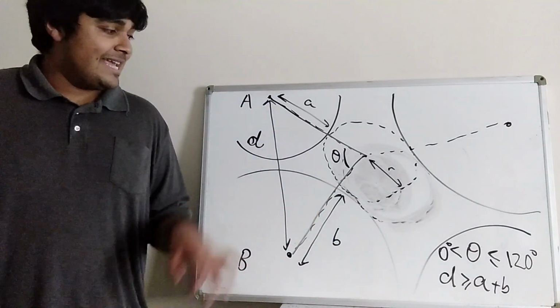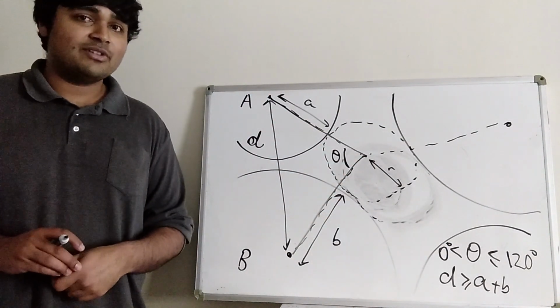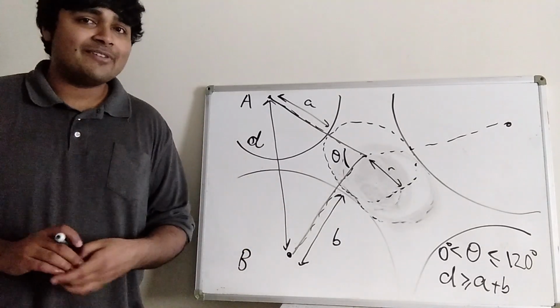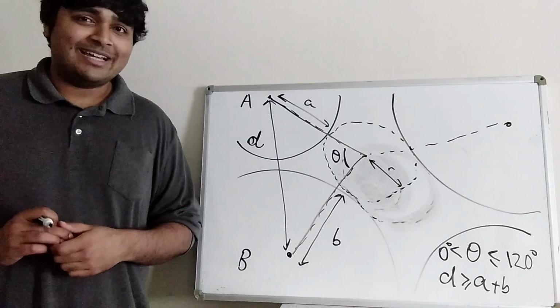Now what we want to do is use the cosine rule on this triangle, noting that theta is between 0 and 120 degrees, and then derive an inequality involving a, b, and r. Let me clean up the whiteboard, and we'll do that.